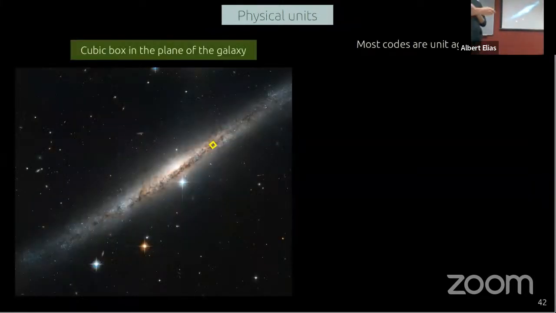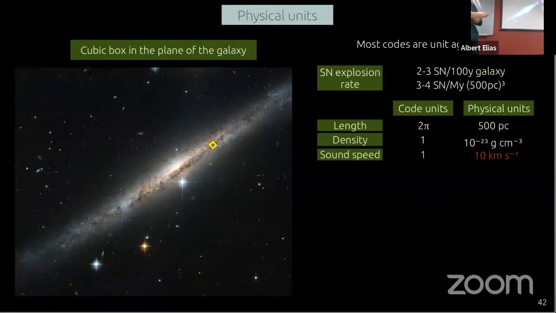And all of these simulations are unit agnostic. It means that they do not have units. But you can start putting units on them. For example, the length of the box was 2 pi, and you can say, okay, this 2 pi corresponds to 500 parsecs. The density is 1, and this unit corresponds to this density. And the sound speed is 1, which corresponds to 10 kilometers per second, which is not true for a galactic plane. And we can interpret these boxes as a cubic box on the plane of the galaxy, more or less.